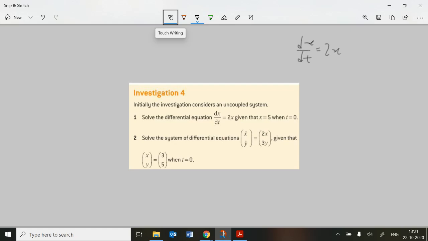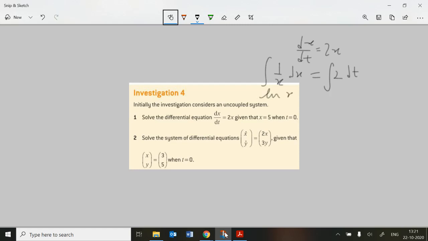So we can split up our variables here if we integrate both sides. So we can do 1 over x dx integrated, and 2 dt if we integrate it as well. All we've done is we've split this up by dividing both sides by x, and then integrating both sides. That is the technique of solving differential equations, which we learned from before.